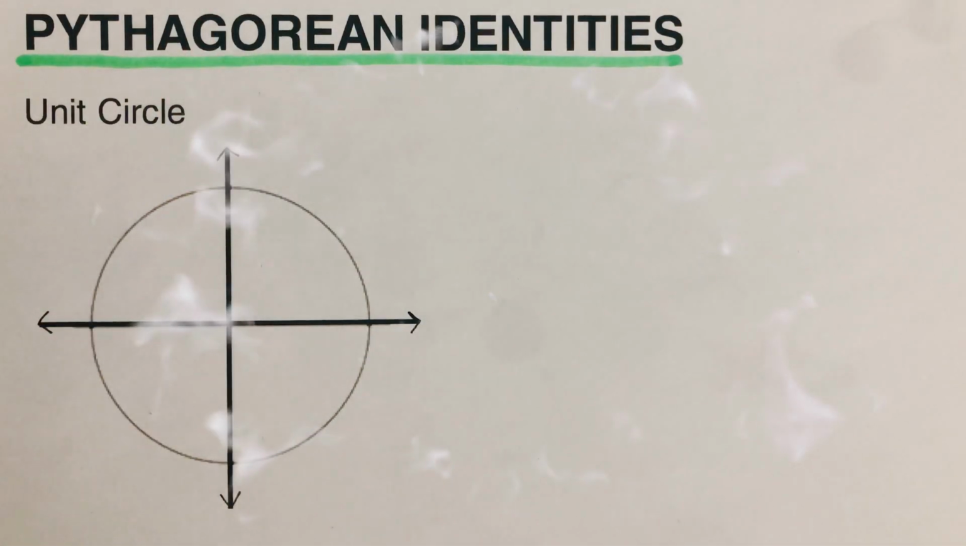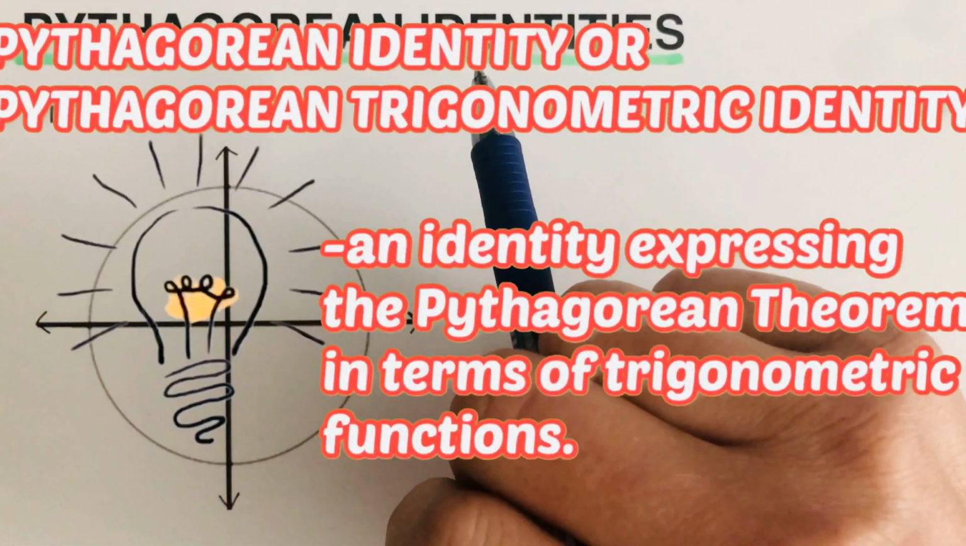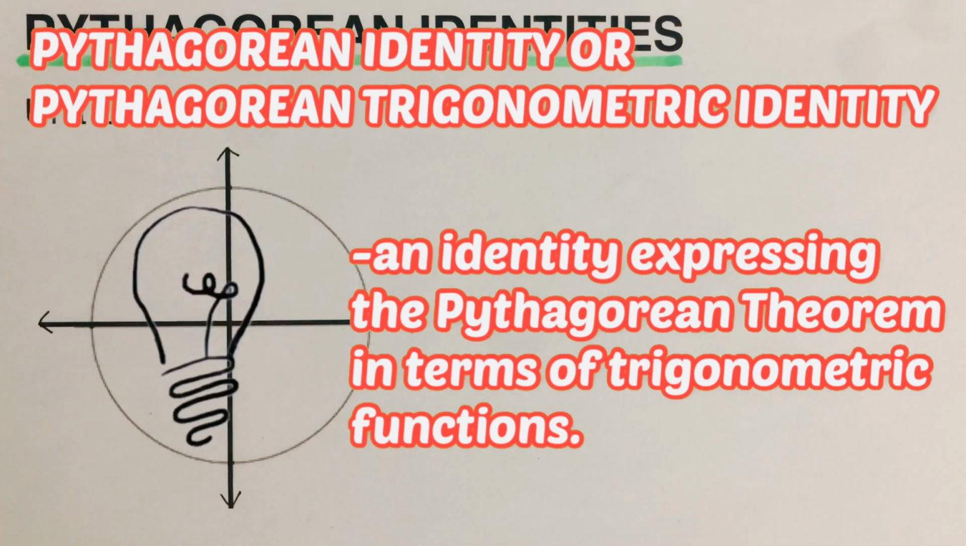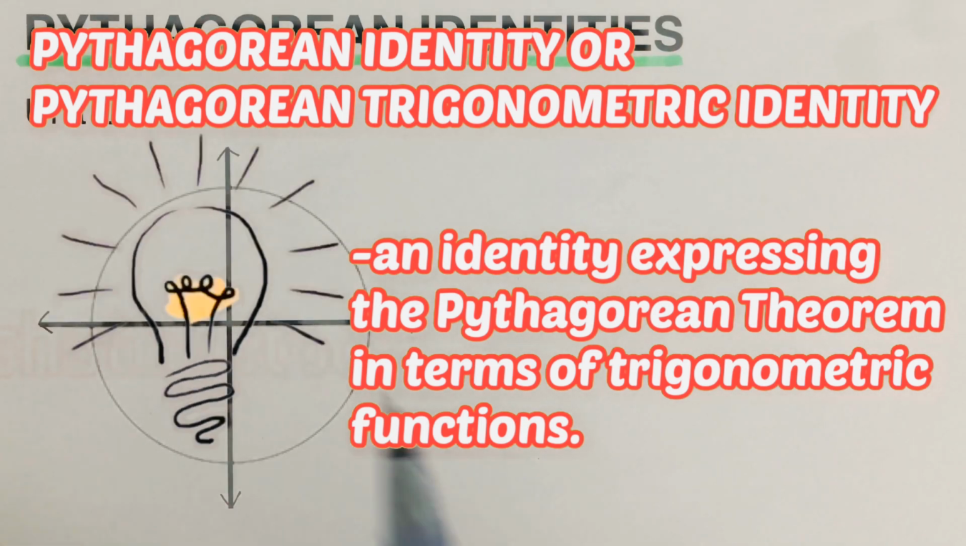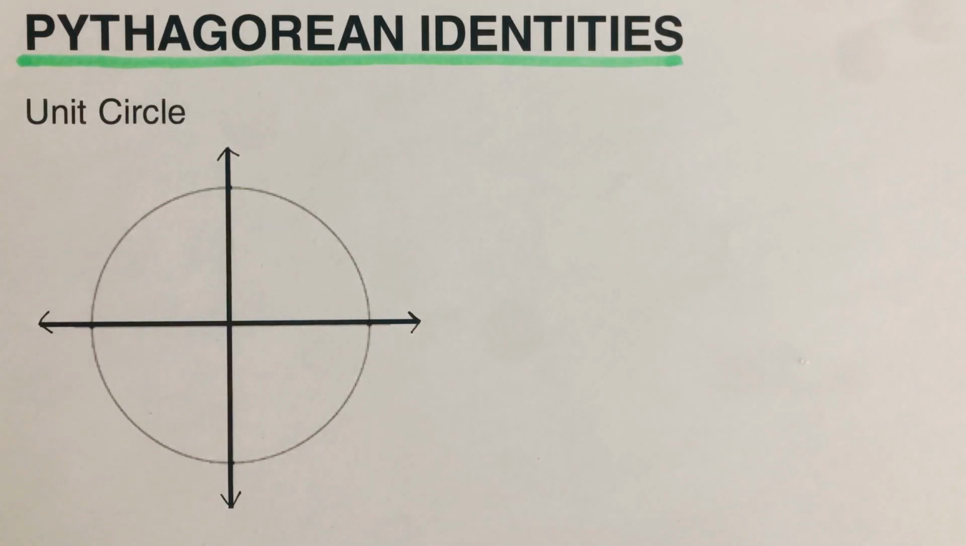Hello everyone. In this video, we're going to derive the Pythagorean identities, otherwise called the Pythagorean trigonometric identity. This is the identity expressing the Pythagorean theorem in terms of trigonometric functions. In order to derive it, we are going to use the unit circle and the Pythagorean theorem. Let's have a review on the unit circle.